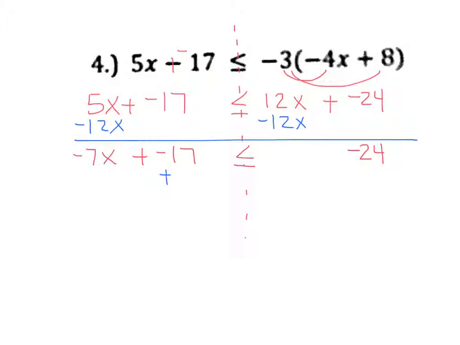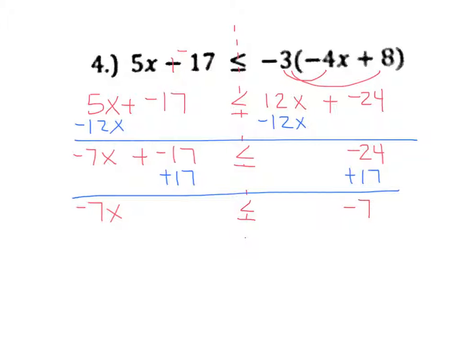Okay, now unwrap it. Add 17, which takes care of the minus 17. Bring down your negative 7x. These two turn into 0. Bring down your inequality symbol. Negative 24 plus 17 is negative 7. We're almost done. Divide by negative 7. Oh, dividing both sides by a negative. Flip this over. You get x is greater than or equal to 1.